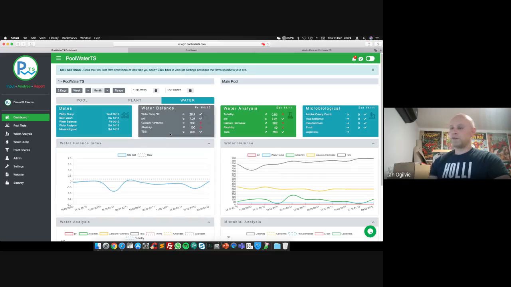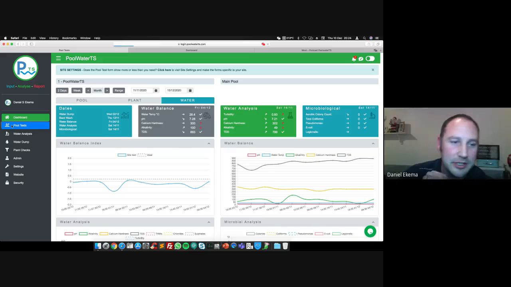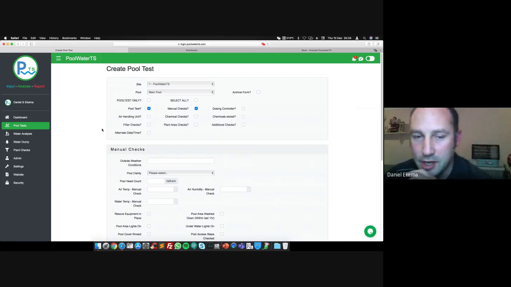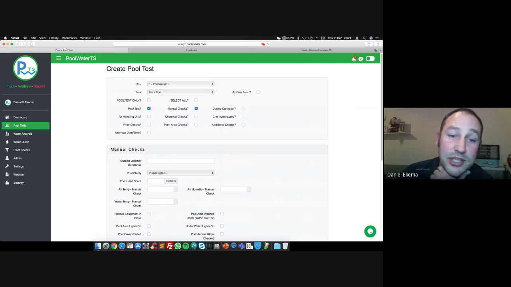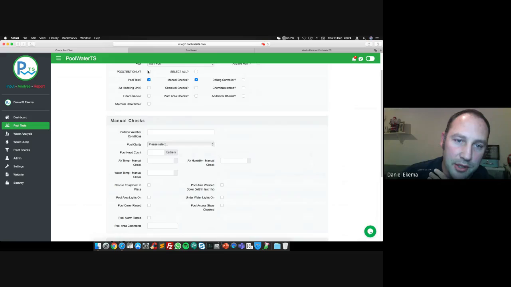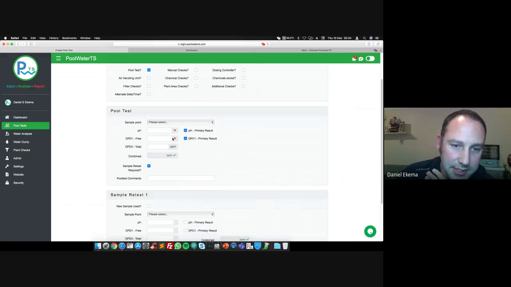So let's say, Dan, you've got a pH of 7.7, and one of the duty managers doesn't quite understand the meaning of the results, but does understand how to do a proper pool test. What would it do there? Okay, so this would be at the point when they're actually doing a pool test itself. So this is the form that they will be inputting on. They can do all different elements of the pool test. We'll stick with the main pool test only at this point, just for simplicity.